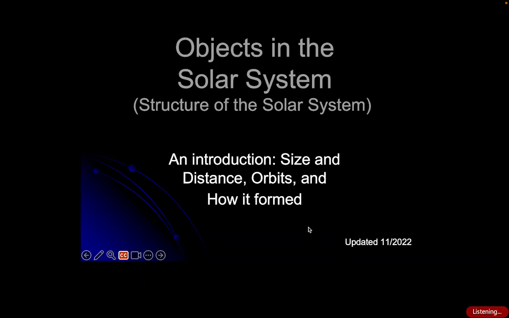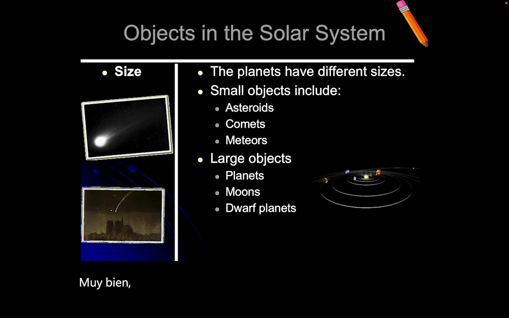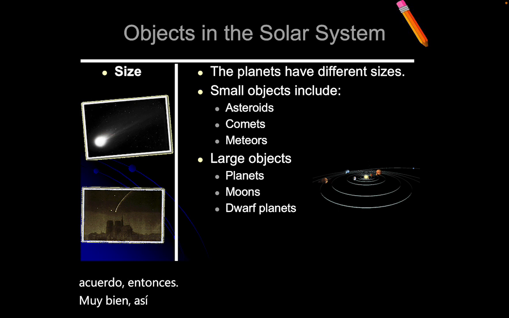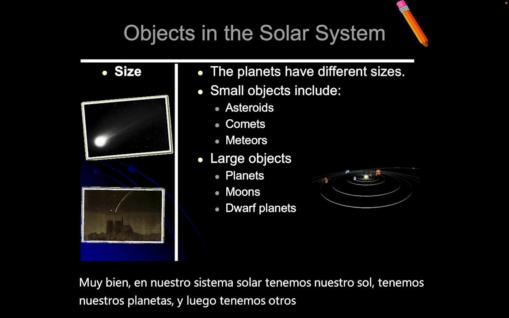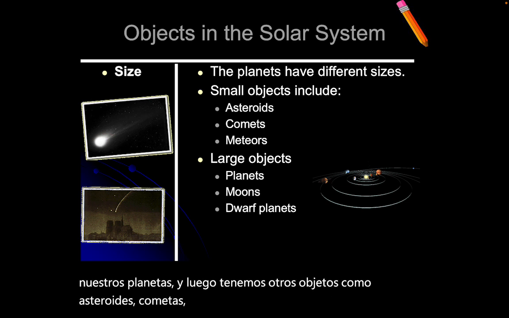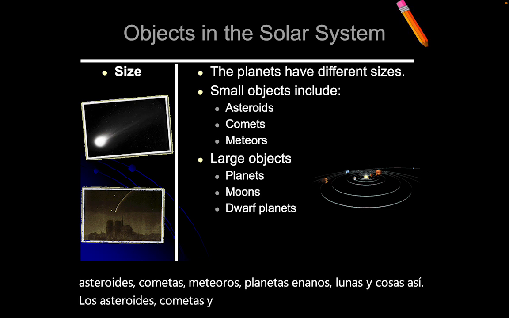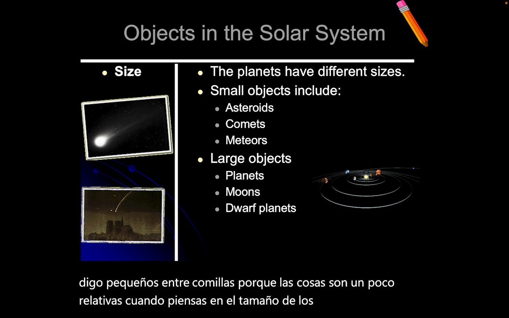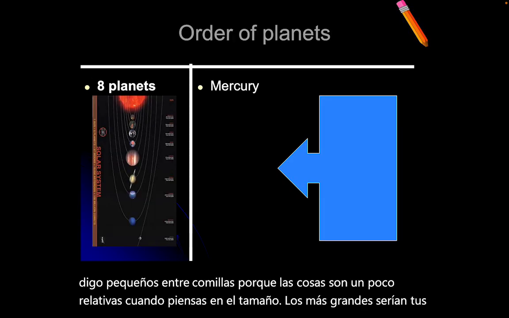Alrighty, let's talk about objects in our solar system. In our solar system we have our sun, we have our planets, and then we have other objects like asteroids, comets, meteors, dwarf planets, moons, stuff like that. The asteroids, comets, and meteors are considered small, and I say small with quotes because things are kind of relative when you think about size.